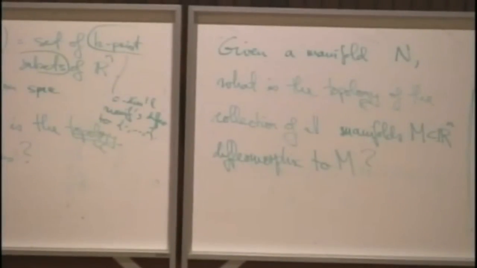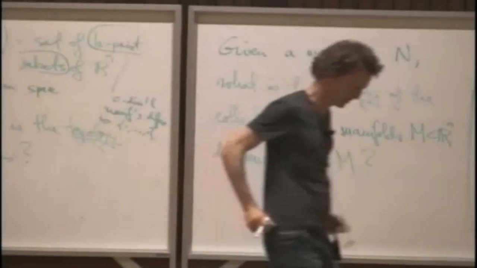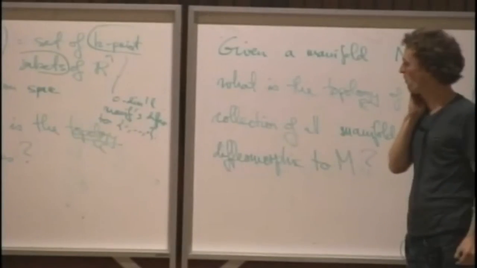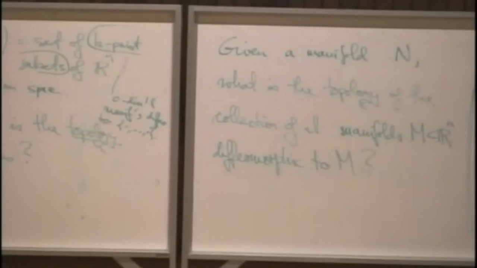And again, I think of it as kind of orthogonal to the classification question. Classification is about finding a list of manifolds up to diffeomorphism. And this question is about studying the collection of all manifolds inside one diffeomorphism type. Right. Subset means no multiplicity.